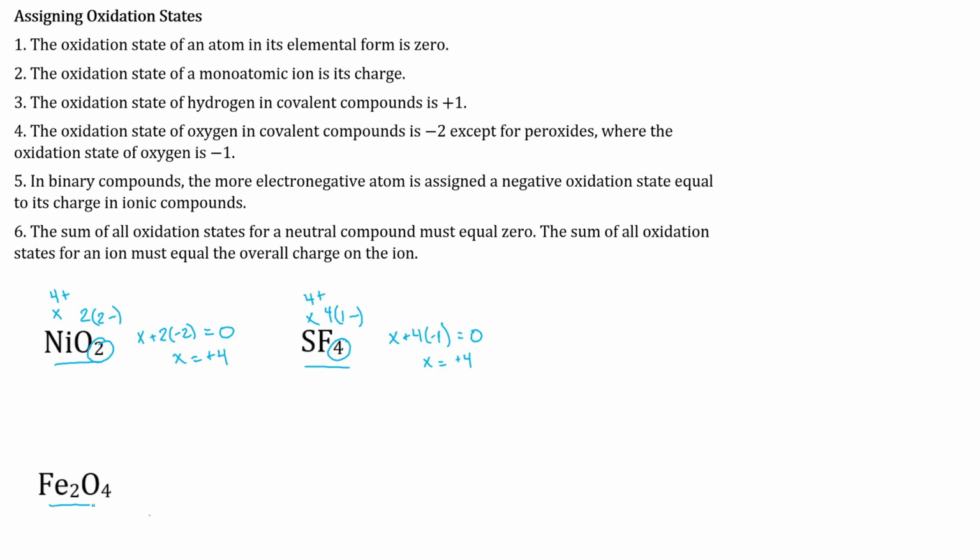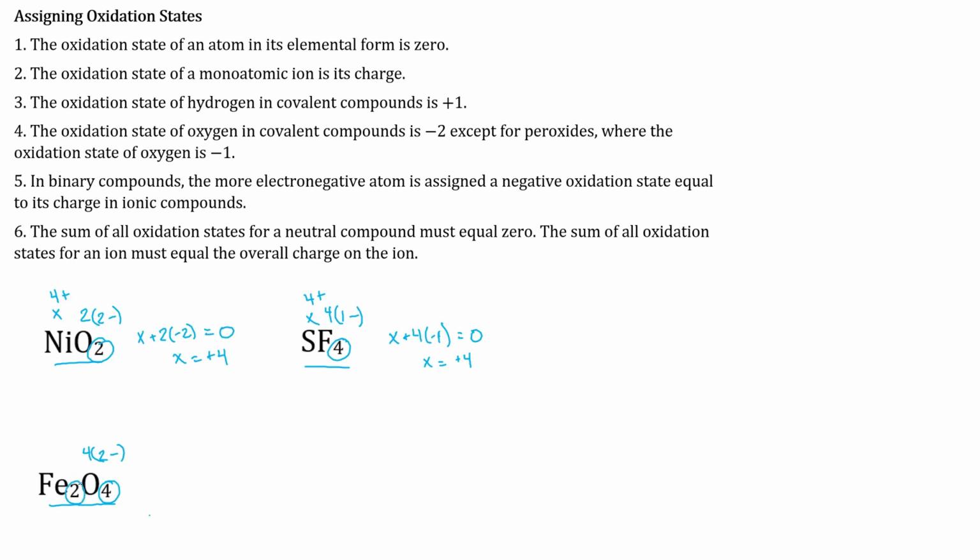Next up, I have iron oxide. Now, in this one, we've got a couple different multipliers to work through, but it won't be a problem, I promise. So first, let's do oxygen because I have a rule on oxygen. Its oxidation state is -2. I do have a multiplier here of 4. Iron, I don't know, but I'm going to figure it out using rule number 6 because I have a neutral compound.